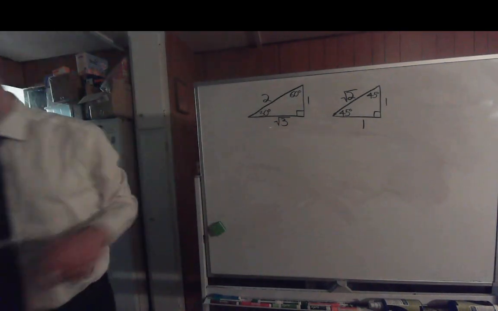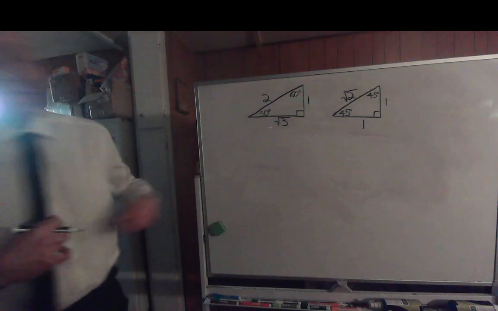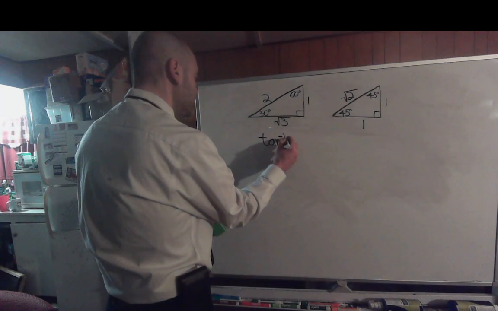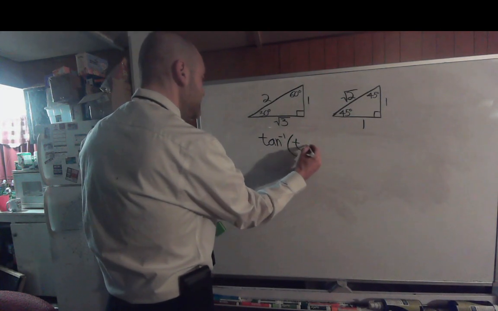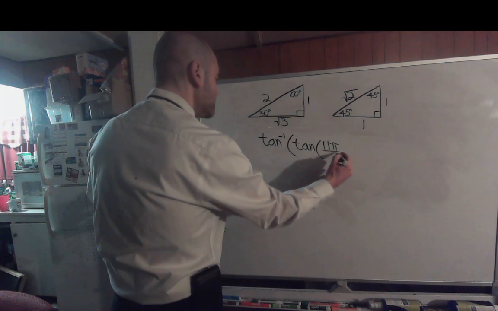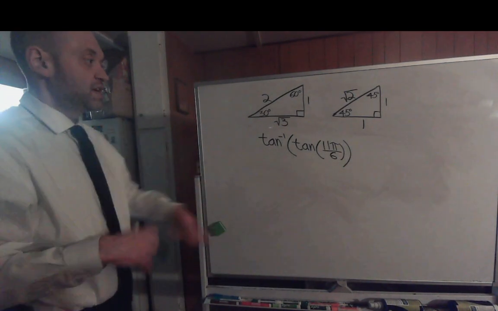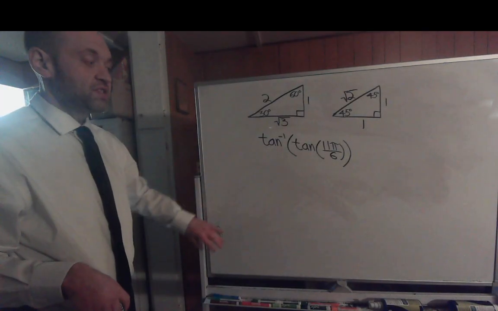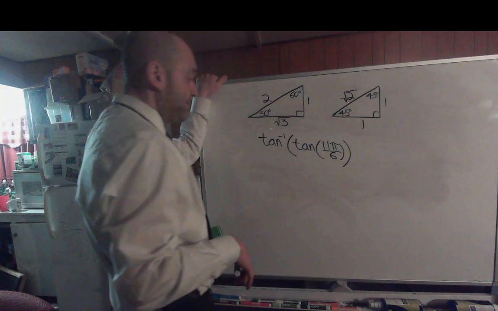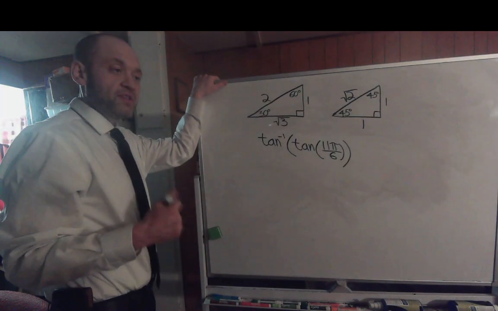All right. We have the tangent inverse of the tangent of 11 pi over 6. Tangent inverse of the tangent of 11 pi over 6. Well, okay. It would look like we're going to get 11 pi over 6, but here's the thing.